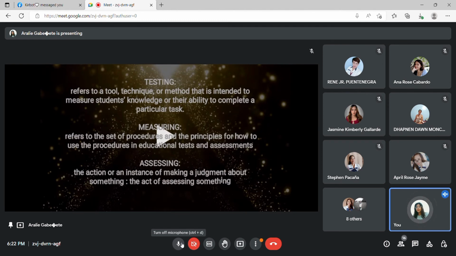And for the last choice, we have assessing. It is the action or instance of making a judgment about something. It is the act of assessing something. So it is the systematic basis for making inference about the learning and development of students. It is the process of defining, selecting, designing, collecting, analyzing, interpreting, and using information to increase students' learning and development.